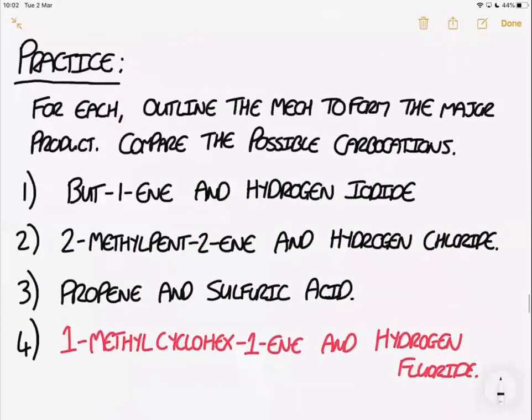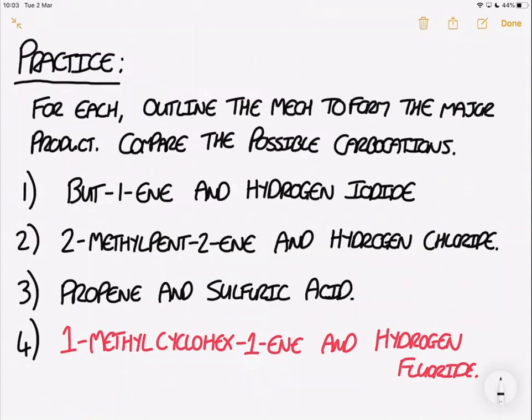So for each of these examples, what you need to do is outline the mechanism to form the major product. You don't need to name it because it's always going to be electrophilic addition. But outline the mechanism to form the major products and do a quick comparison of the possible carbocations. So again, in terms of relative stability, you can draw them both and look at them if you want.